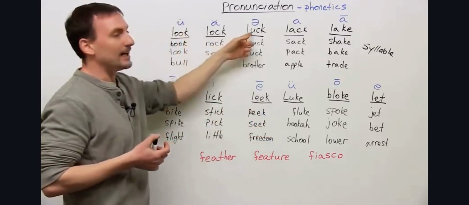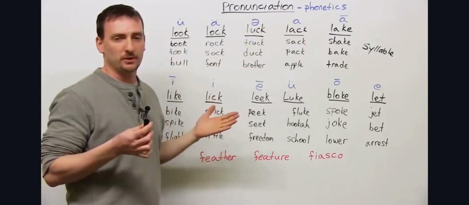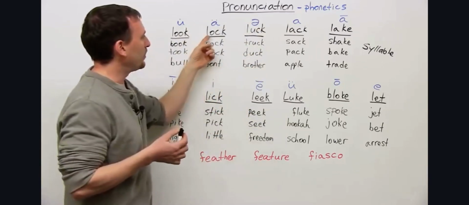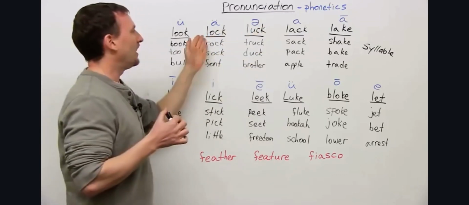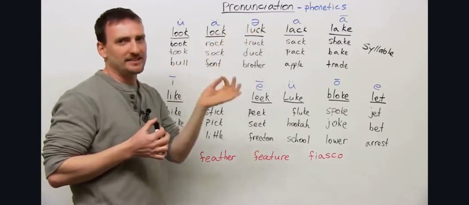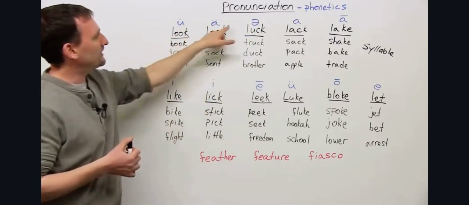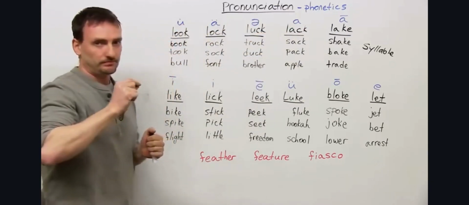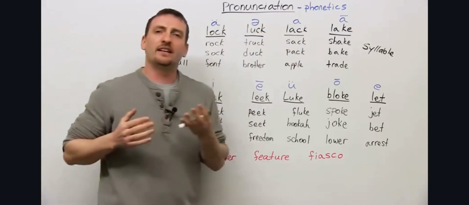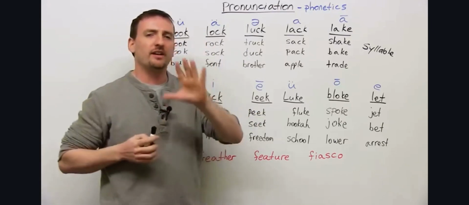So, lock and luck have completely different meanings. They have no relationship to each other, except that they share 1, 2, 3 similar letters. Very similar vowel sound as well. So, what you notice above each of these words is the phonetic symbol. Now, there are different phonetic lists. Everybody has their own list. Find one that you like.